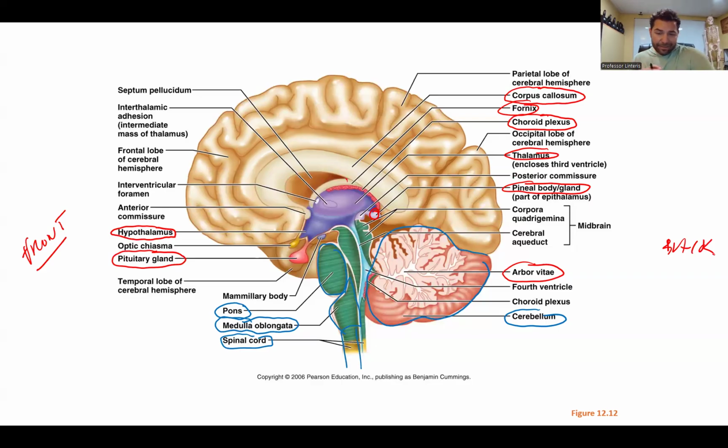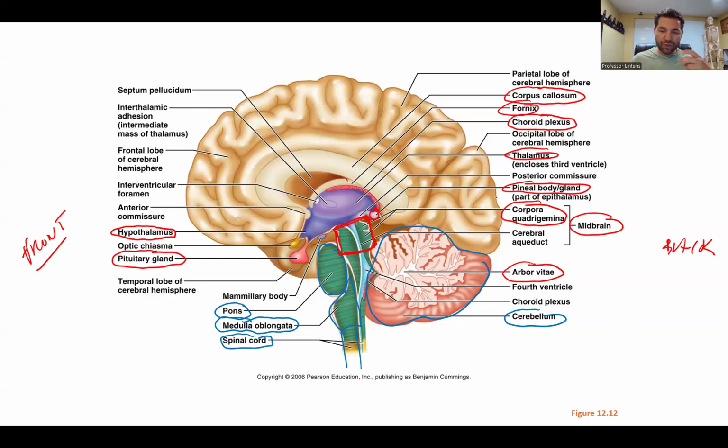And the last-ish structure on this specific picture that I will highlight for you is an area called the midbrain. And this region right here is the midbrain region. The midbrain is composed of two structures we will discuss today. The first one has a crazy name, corpora quadrigemina, or quadrigemina, however you want to say it.